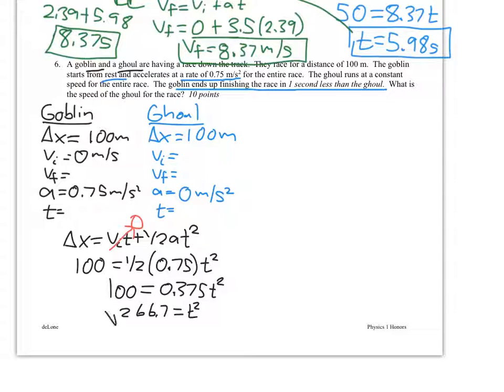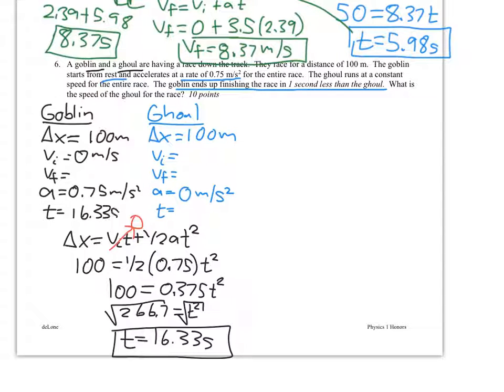And then when I take the square root of both sides, I end up with a time of 16.33 seconds. No need to do a plus or minus here because it is a time, so it has to be positive. Now I'm going to use this line here that the goblin finishes 1 second less than the ghoul. So the goblin is winning the race. The goblin's finishing faster. So if the goblin finishes in 16.33, the ghoul must have taken 17.33 seconds to finish the race. That would allow the goblin to finish in 1 second less than the ghoul.